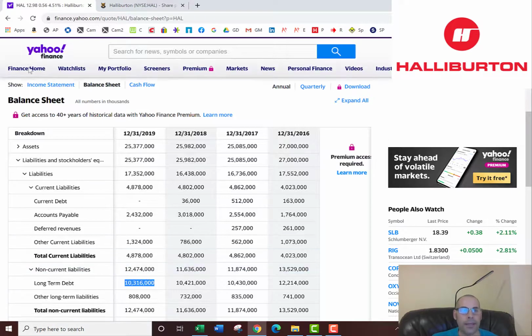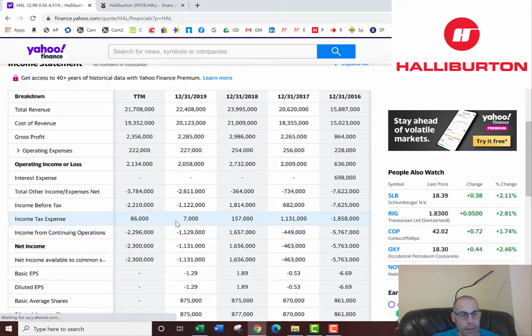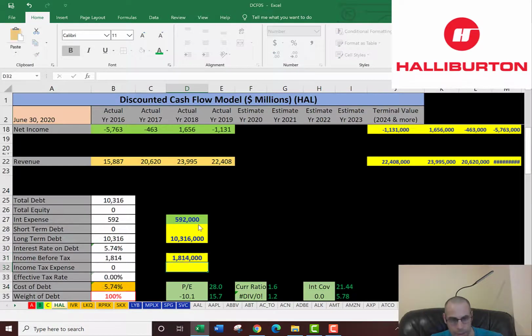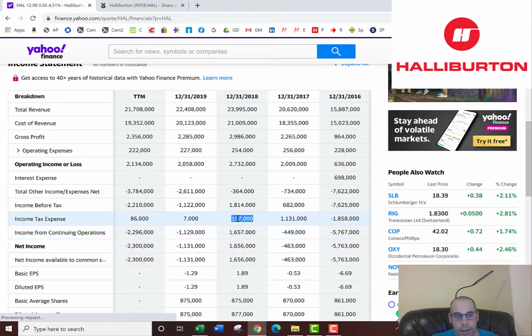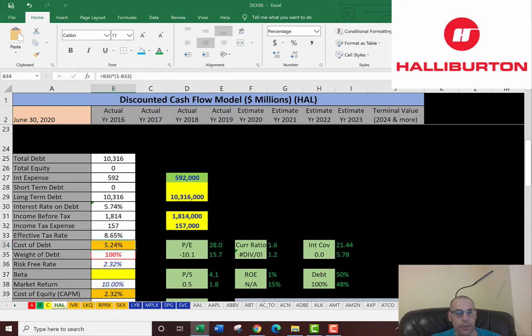Since interest is tax deductible, let's get their effective tax rate. We'll go back to the income statement. Their income before tax, we'll take 2018, that's 1.8 billion. And the income tax, 157 million. So even though they pay 5.74% interest on their debt, it's tax deductible and it comes down to 5.24%. That's the cost of debt.